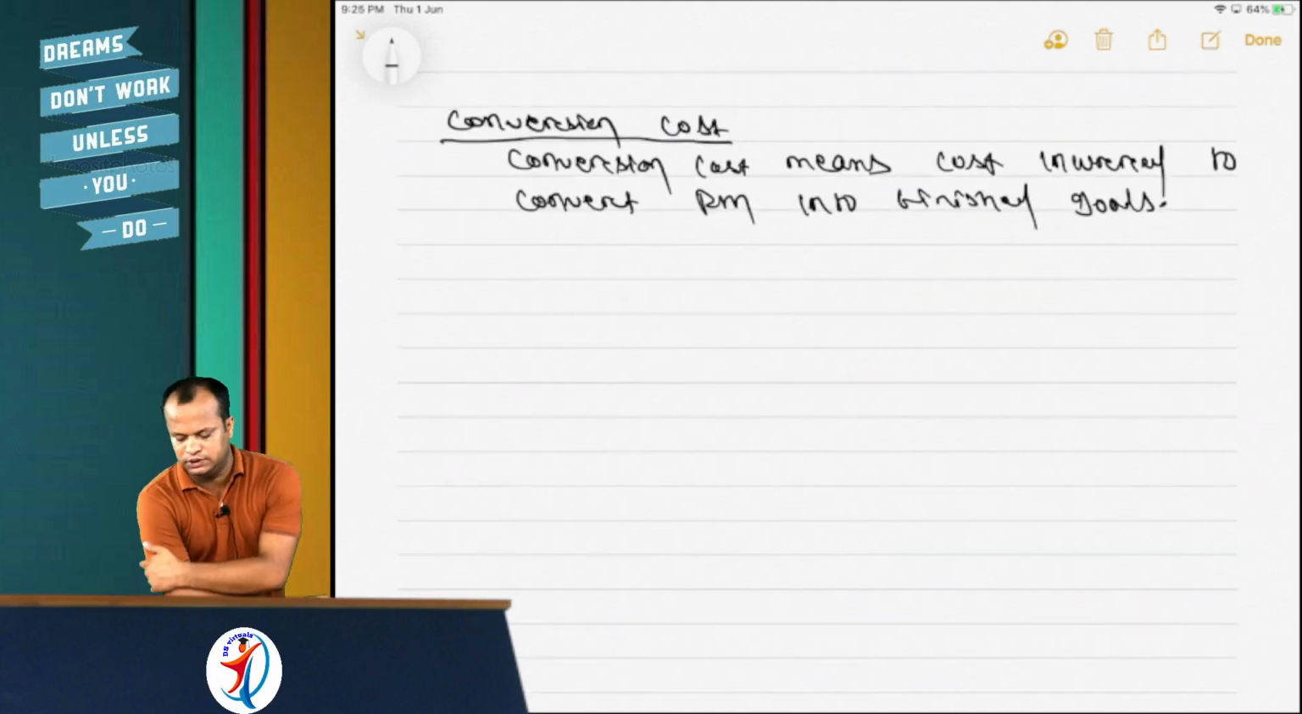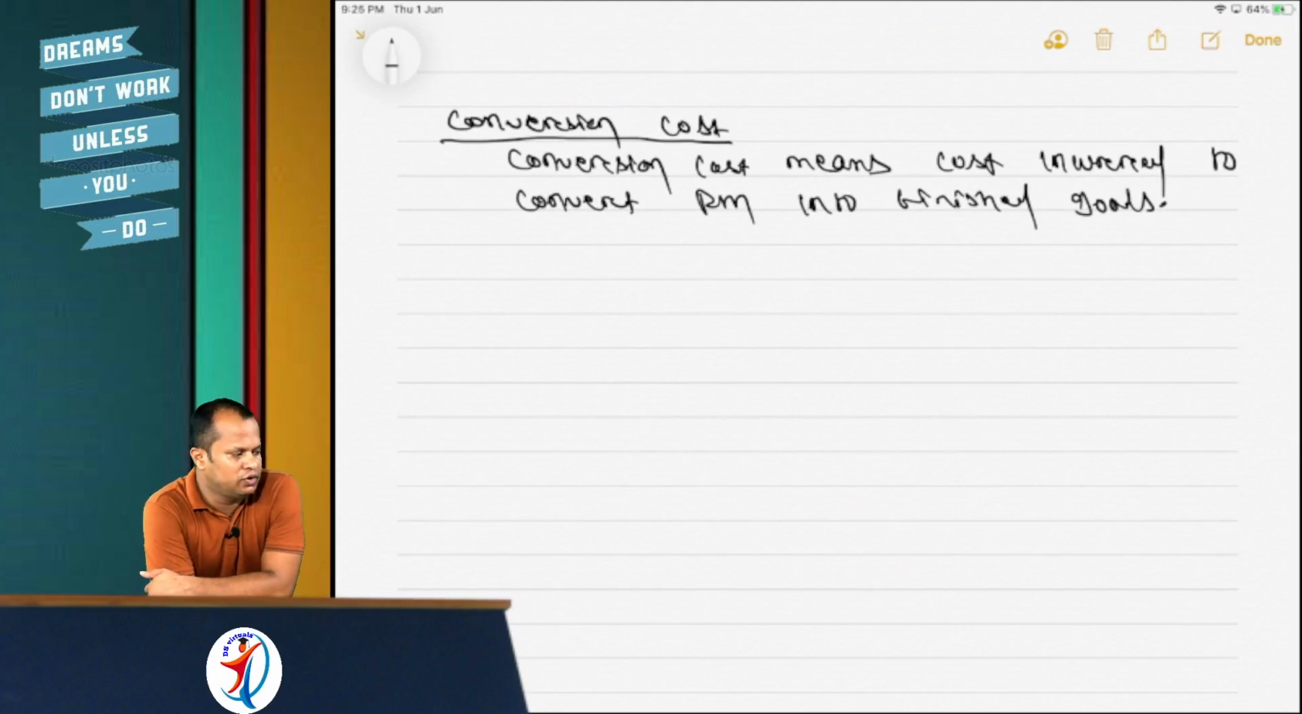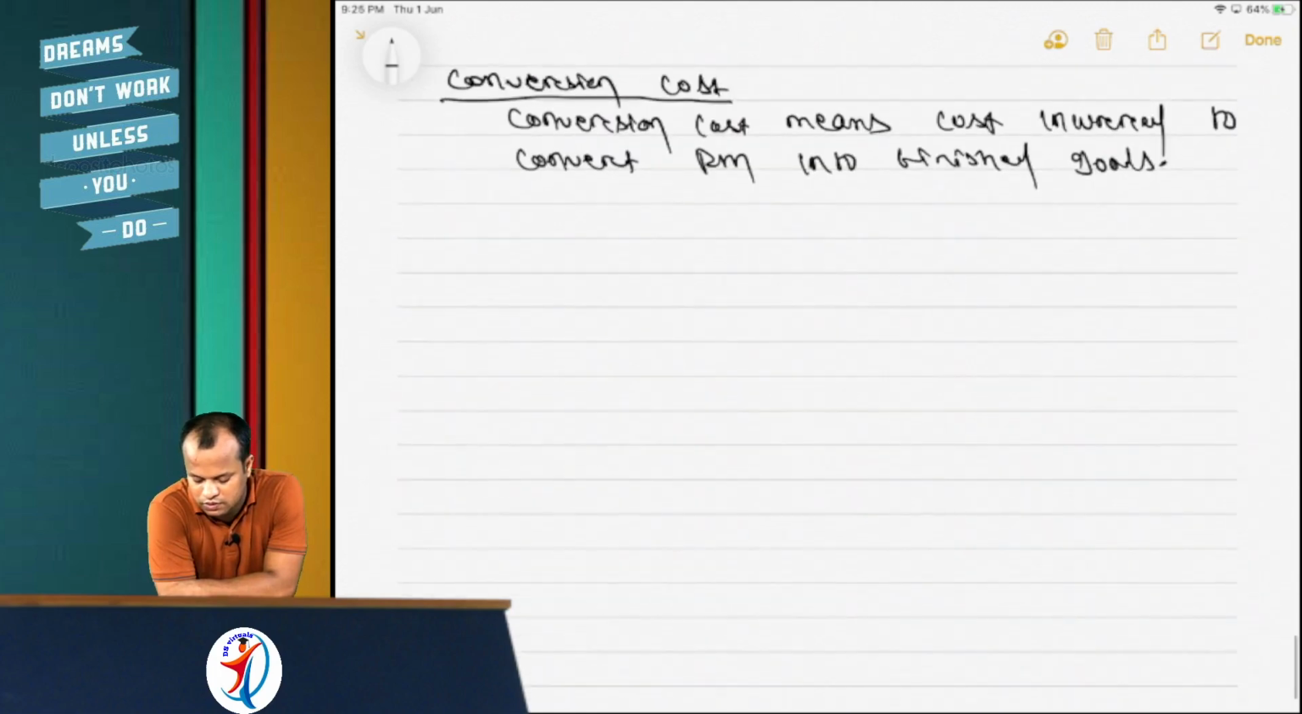Conversion cost means cost incurred to convert raw material into finished goods. Raw material will be converted into finished goods. For such conversion, the cost will be incurred. The cost that is incurred for such conversion is called conversion cost. What is the meaning of conversion cost? Conversion cost means cost incurred to convert raw material into finished goods.